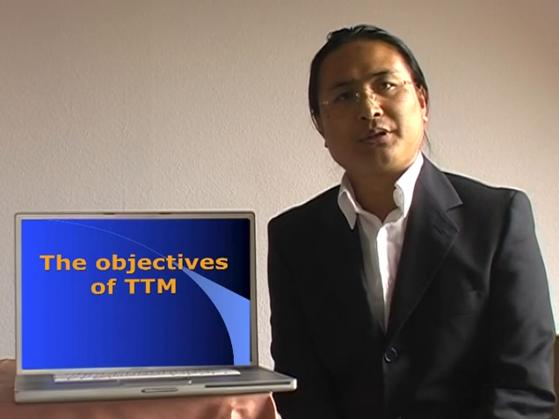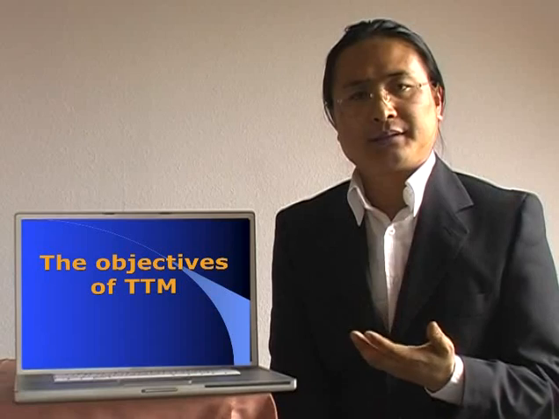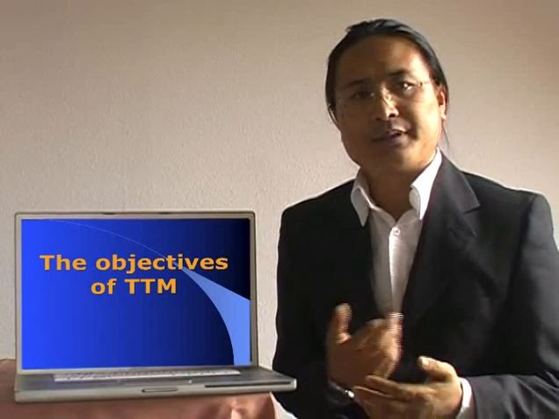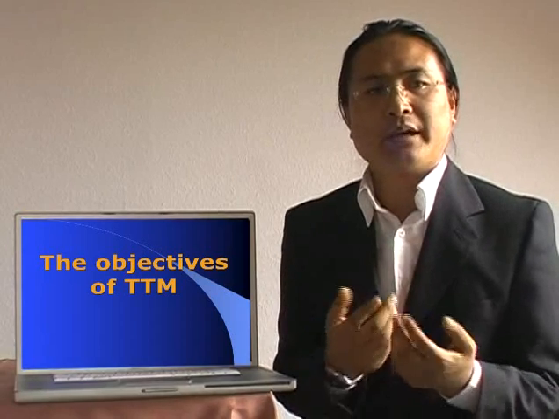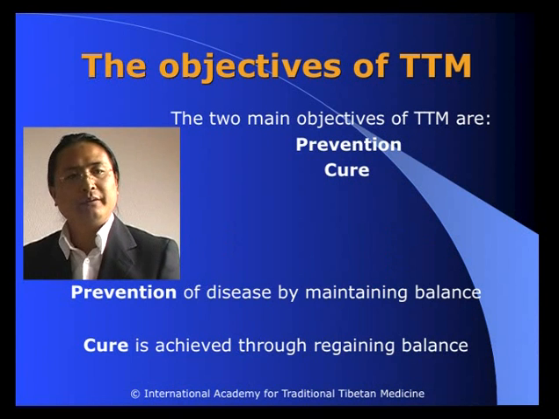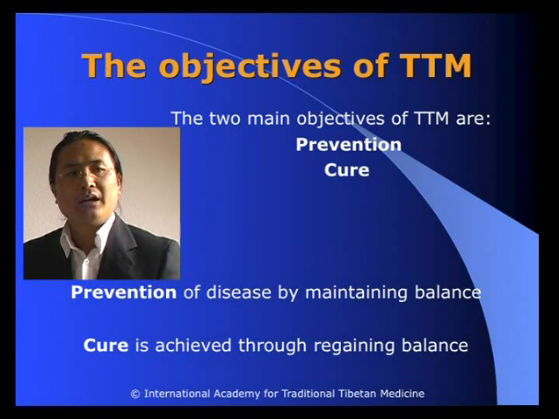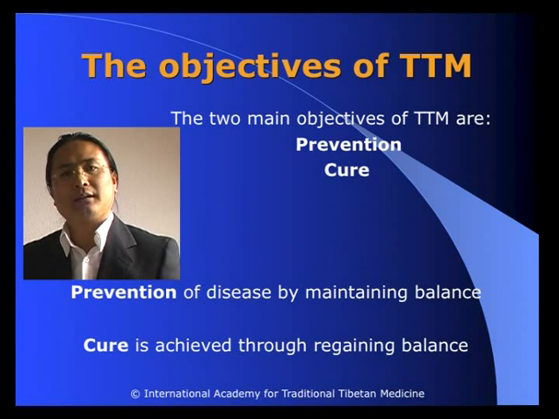What are the objectives of traditional Tibetan medicine? I think this is very important, we should know this first, because if we study this kind of medicine, or use these therapies or treatments, we have to know the main aim of this tradition. Here we clearly see one is the prevention aspect, and one is the curative aspect. Prevention of disease is by maintaining the balance. If we maintain our balance, through energy or through emotions and so on, then we can prevent all kinds of disturbance or imbalances. And cure is achieved through regaining the balance.